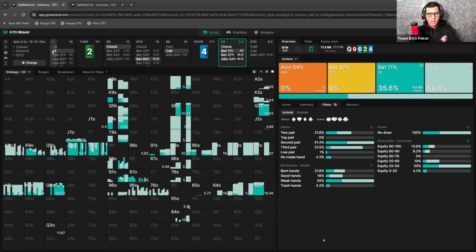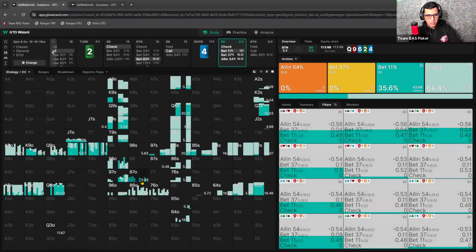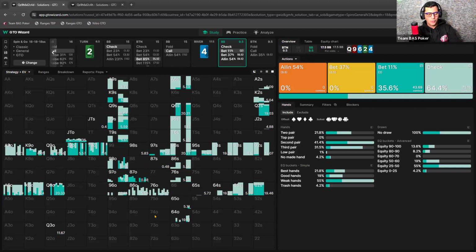Sometimes you have some 3-barrel bluffs with your whole stat that generate you 0.2, 0.3, and people say that it's awesome, it's great, and we should take it. So with such a small block bet, we are generating 0.50 here, and we should take it.